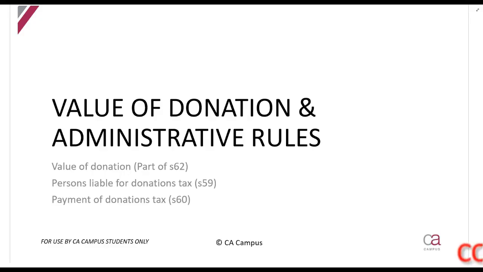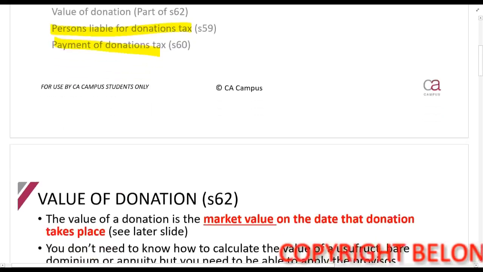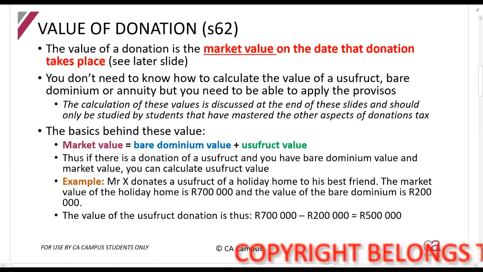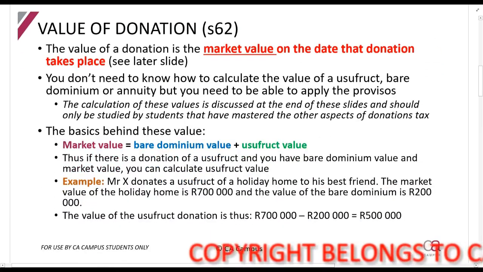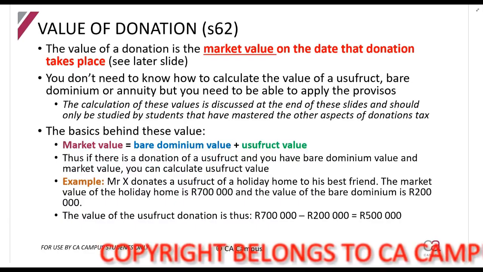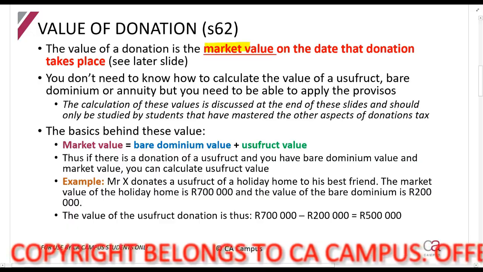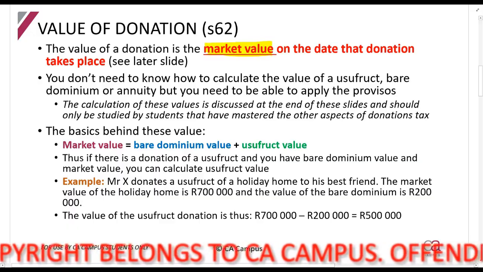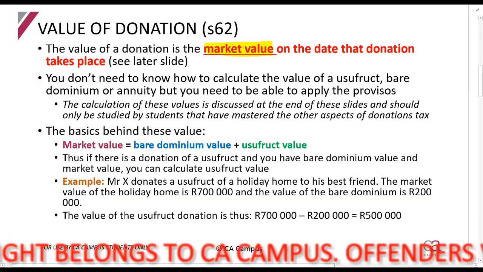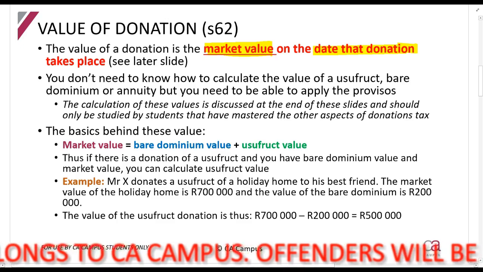We are now going to look at how you value donations and some administrative rules, such as who is liable for paying the donations tax and when it should be paid. So first up, section 62 tells us how to determine the value of the donation. The value of the donation is deemed to be the market value of the property on the date that the donation takes place. What is the date that the donation takes place? We'll see that in a short while.